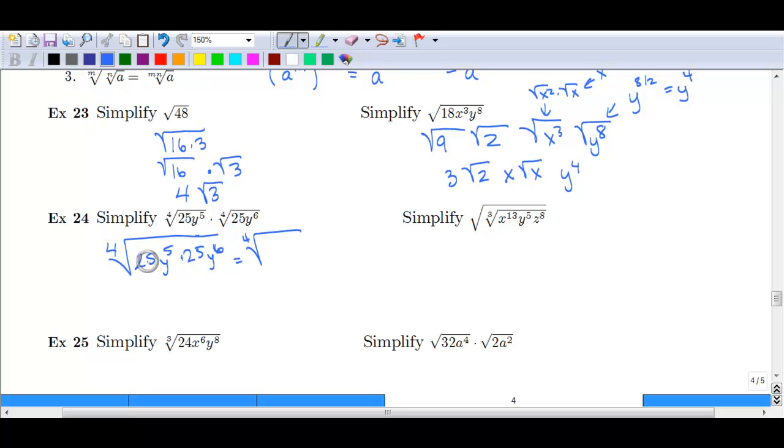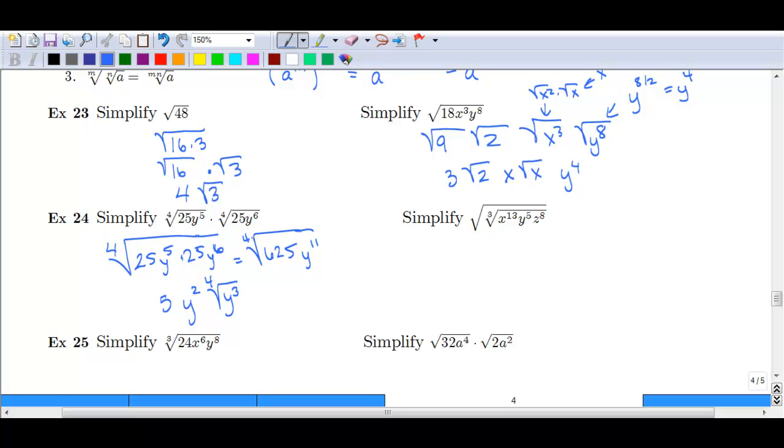We've got the fourth root. 25 times 25 is 625, and then we have a y to the 11th when we add those exponents 5 and 6. We can take the fourth root of 625. 625 is a perfect fourth, so we get 5. And again, if we look at multiples of 4 that fit into 11, we end up with 2 of them, so we would have y squared. That would get us 8, and we'd have a remainder of 3. So we'd still have this fourth root of y to the third.